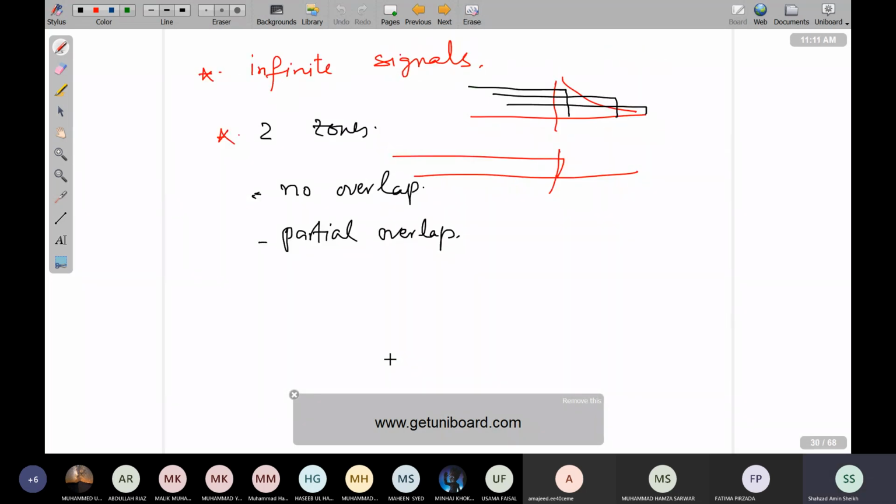And there is a case when both signals are infinite. Okay, both the signals are infinite. We have 2 zones, no overlap and partial overlap. There will be no time on earth that there will be full overlap of the 2 infinite signals. Agreed?